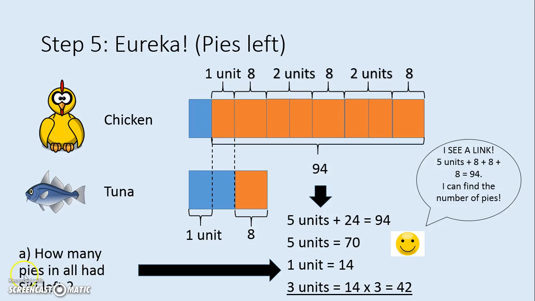Now the question asks, how many pies in all had City left? So we're looking at the parts in blue. So 1, 2, 3 parts in total. Since the size of this part is the same as this part, this blue part here is actually 14. So if you have 3 blue parts altogether, you have 14 times 3, which is 42. So you have a total of 42 pies that were left by City.